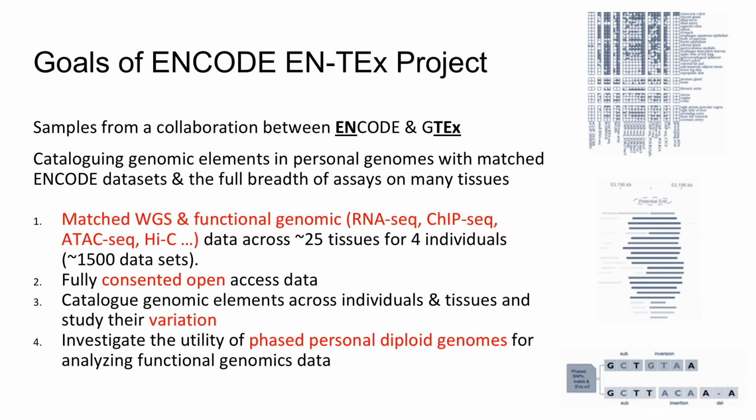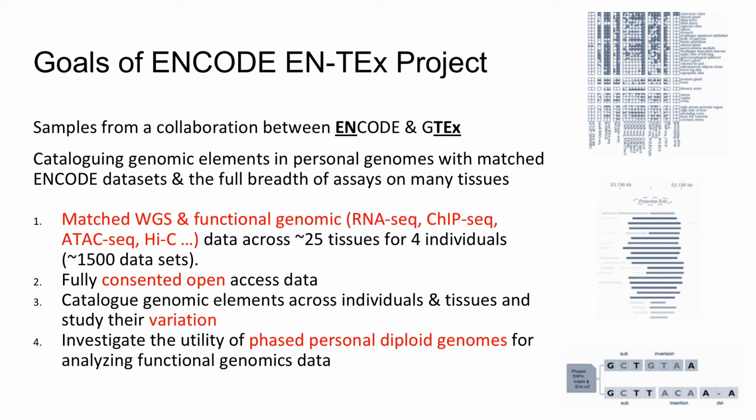for assays such as RNA-seq, ChIP-seq, ATAC-seq, HiC, and so on, across approximately 25 different tissues for 4 different individuals. And in total, this encompasses about 1,500 data sets. And all these data sets are fully consented and open access and available from the ENCODE project portal.